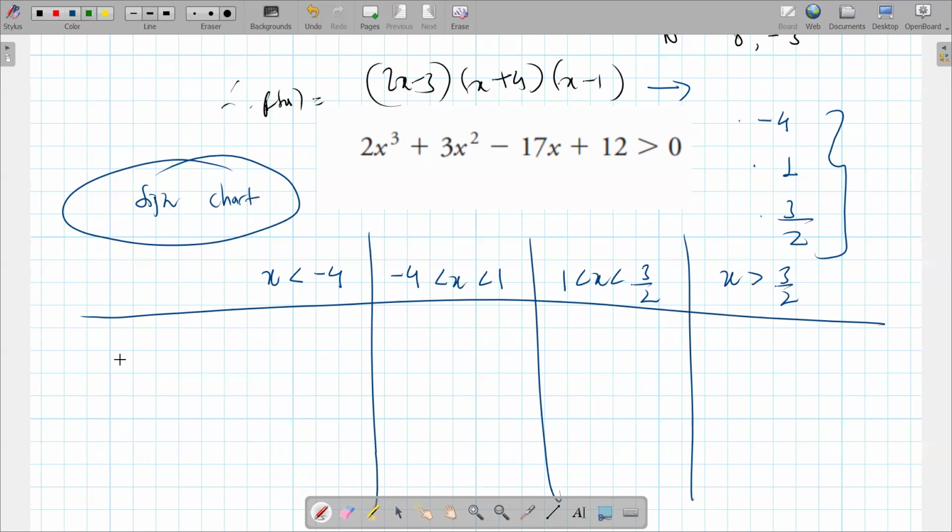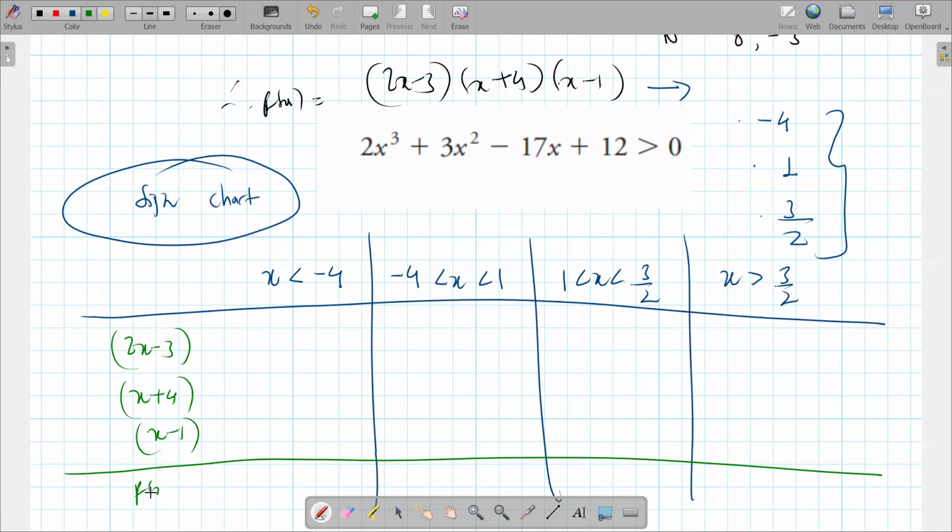And on the sidelines, the factored things go here. So it's going to be 2x minus 3, x plus 4, x minus 1, the fully factored. And then at the very bottom, we're going to say f of x. When you multiply these three together, you get f of x. Now here's the hardest part, I think, when you start off. You have to plug a number in each of these three factors depending on what the range is.